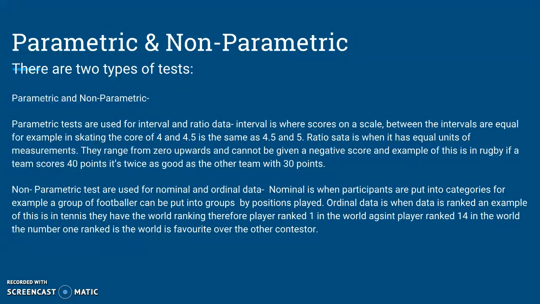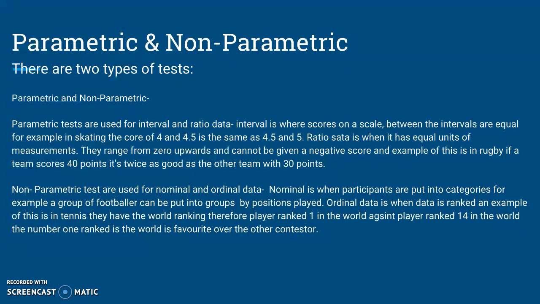Parametric or non-parametric. These are the two types of tests. So parametric tests are used for interval and ratio data. Interval is where your scores are on a scale where the intervals are equal. For example, in skating, the difference between a score of 4 and 4.5 is the same as between 4.5 and 5. So that would mean that the intervals would be the same because it's a 0.5 difference. And then ratio data is when it has equal units of measurement. They range from 0 upwards and cannot be negative.